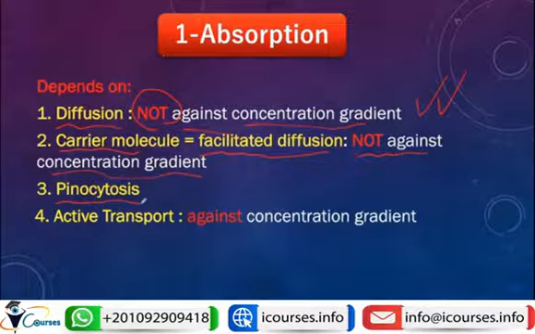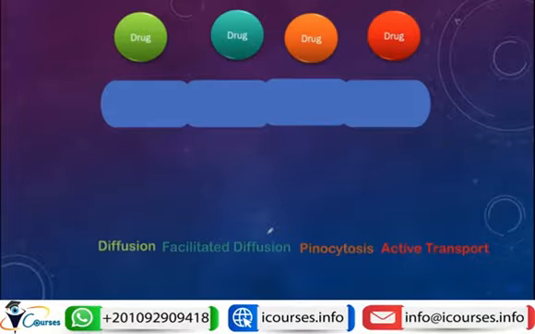The third mechanism is called pinocytosis. Pinocytosis is like an invagination of the drug inside the cell, and then it will be protruding outside the cell, as we'll see in a while. Finally, the active transport. This is the energy consuming process in which the drug will pass against the concentration gradient. So let's see this in a more animated form.